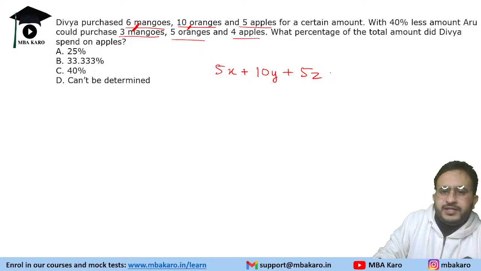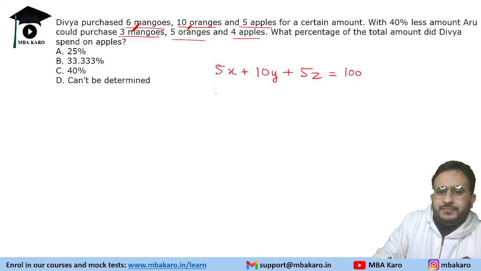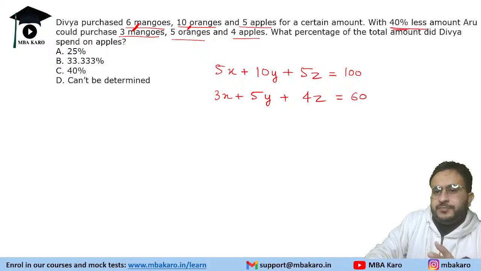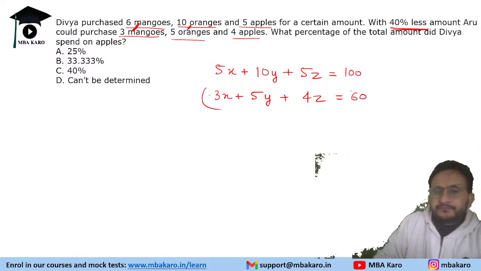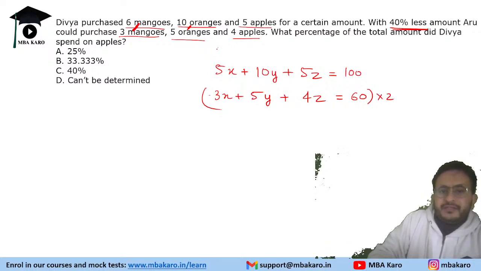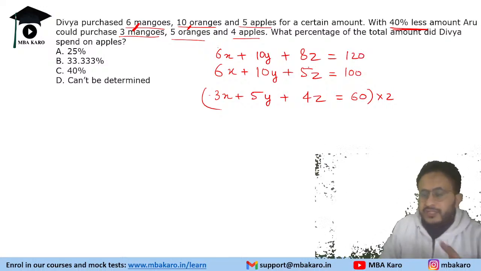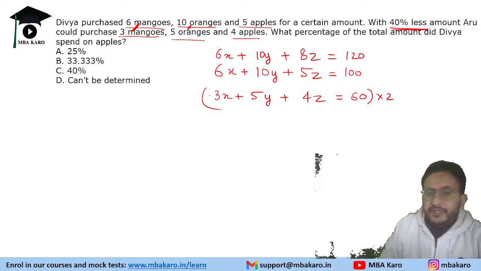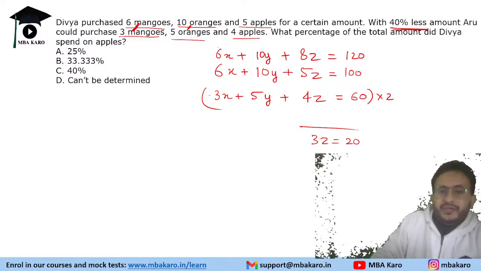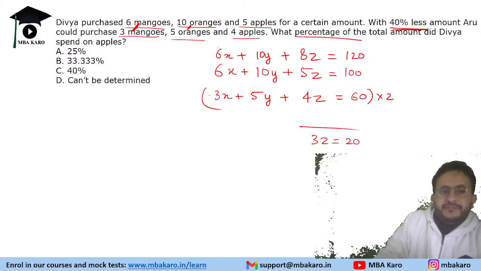Let's put the variables. So she spent 100 rupees. Then the second person spent three mangoes plus five oranges plus 4 apples for 60 rupees, 40% less. So we double it. So this was 6 mangoes, so 6x plus 10y plus 8z is equal to 120. Okay, so that's what we get if we double this amount. So when we subtract, we will get 3z is equal to 20 rupees.